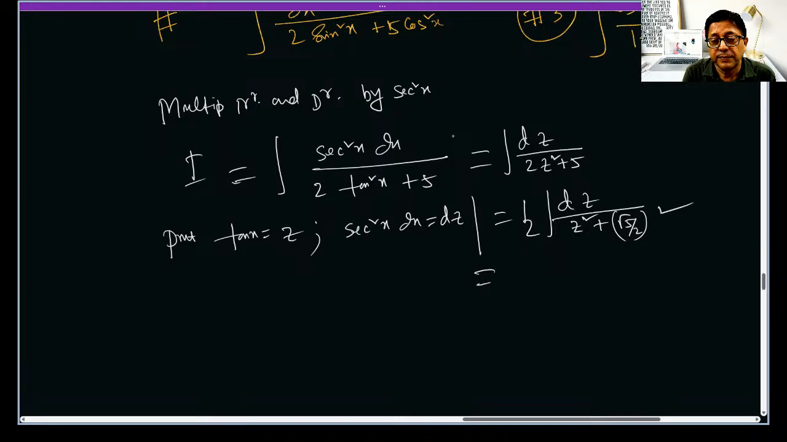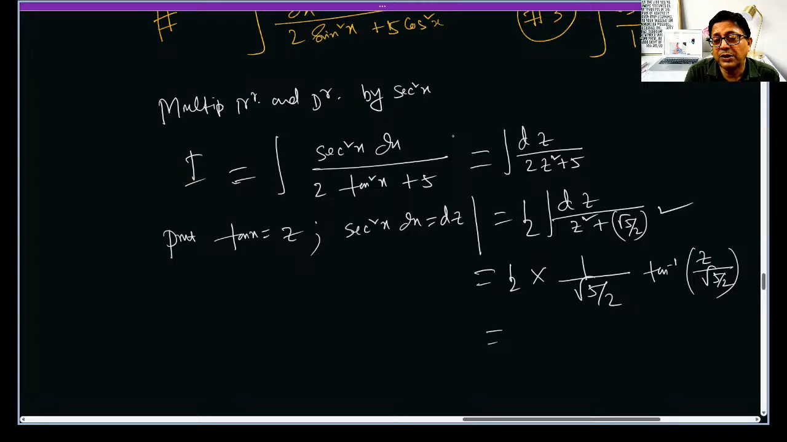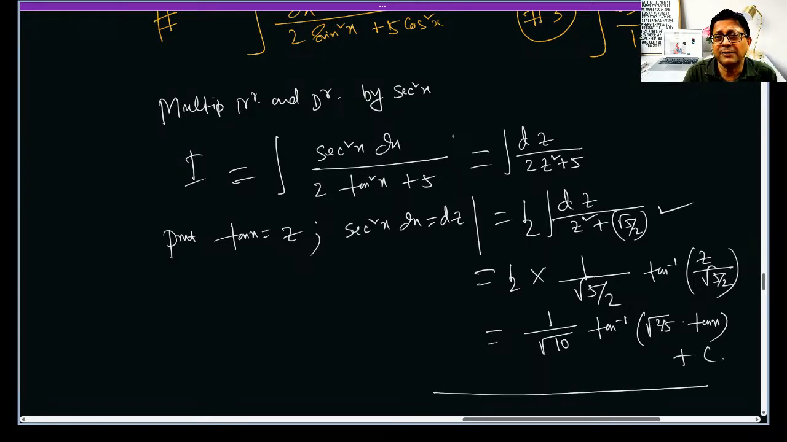So this will be 1 by a tan inverse of z by a, where a is root 5 by 2. So it will be, well, 1 by 2 times root 2 by root 5, that is 1 by root 10, tan inverse of root 2 by root 5 into z, that is tan x, plus c. Clear? Now go for the next one.